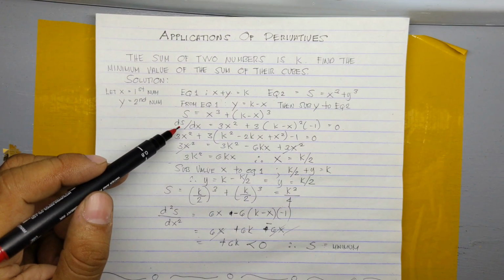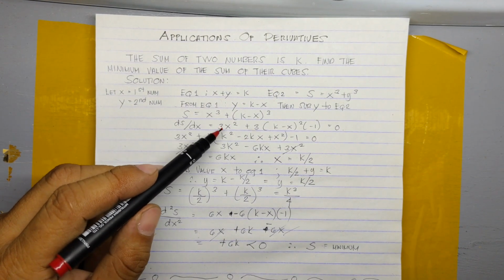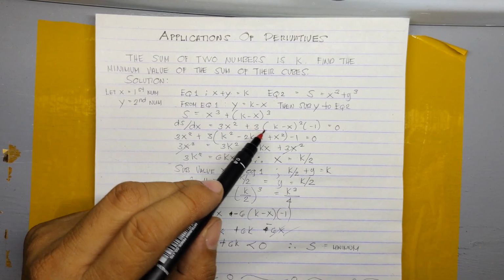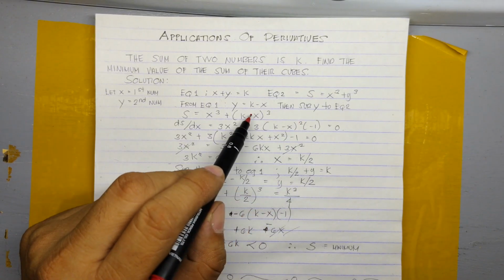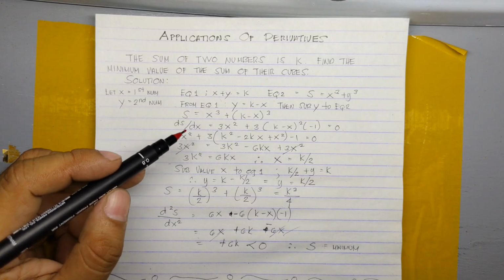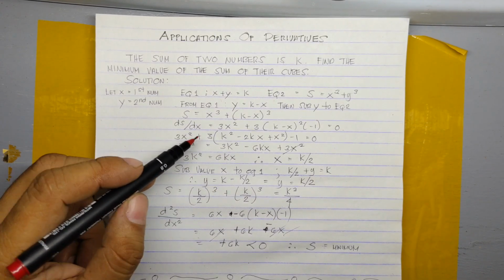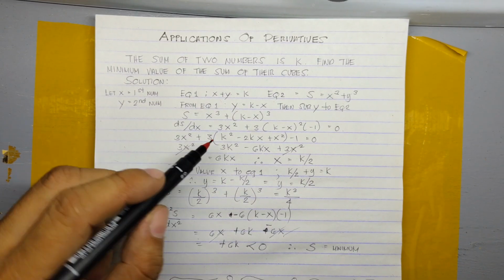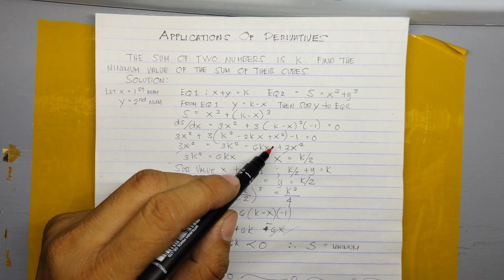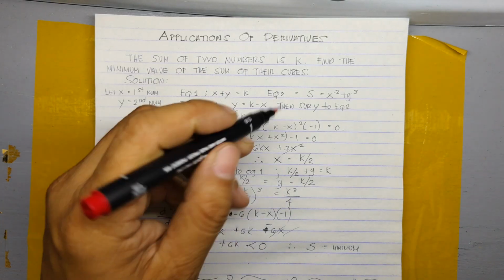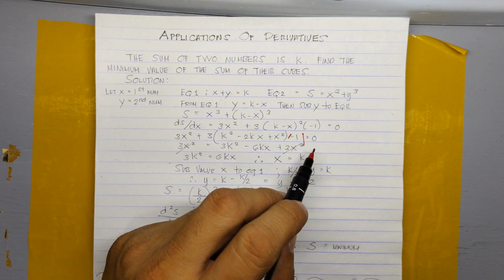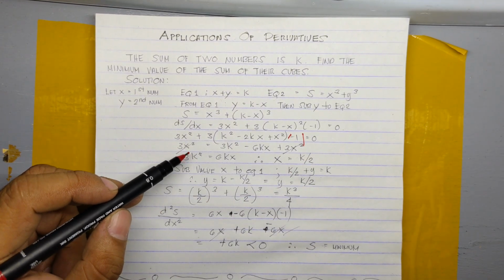So then we derive ds over dx is equal to, for x cubed, 3x squared, plus 3 times (k minus x) squared, then the derivative of negative x is negative 1, so it equals 0. So we simplify this: 3x squared plus 3, then (k minus x) squared is equivalent to k squared minus 2kx plus x squared, times negative 1, so equals 0.